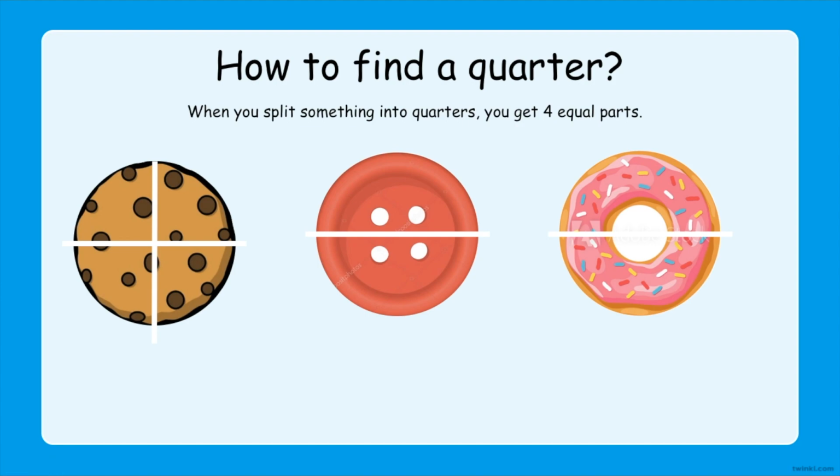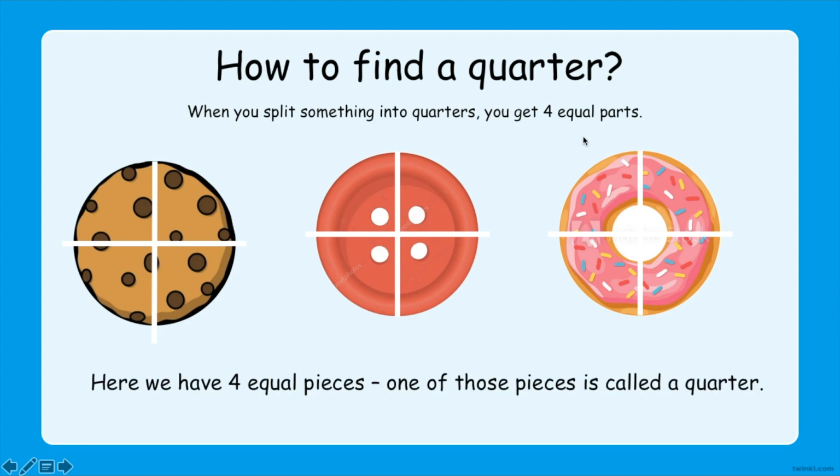Now, can you make the button and the donut into quarters with 4 equal parts? You have to draw another line. Pause the video to complete this. And they should look like this. 1, 2, 3, 4, 1, 2, 3, 4. And we can see that our parts are equal and the same size. Here we have 4 equal pieces on each of our objects. One of those pieces is called a quarter.